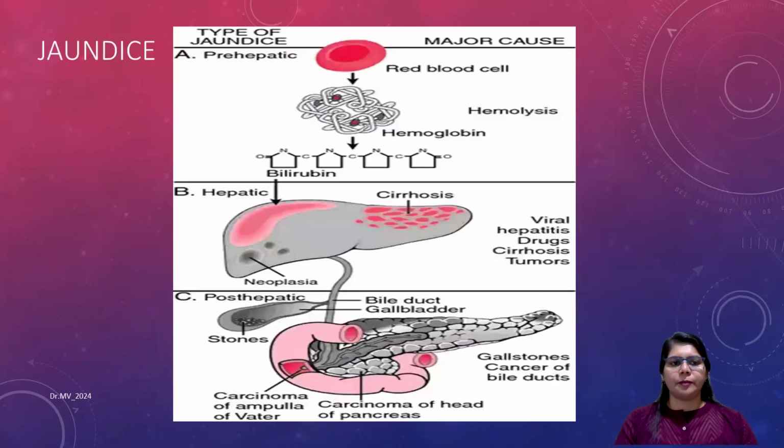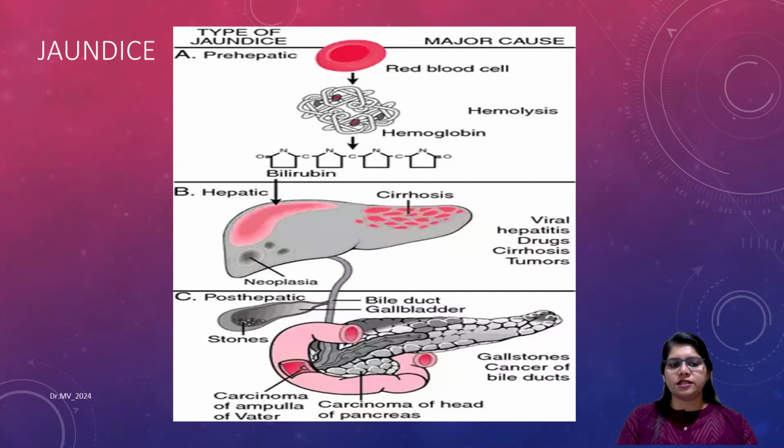Now let's talk about the pathology. What are the different types of jaundice? There are 3 types: prehepatic, hepatic, and post-hepatic. Usually prehepatic is because of the circulation, mostly because of hemolysis. This is medically managed. Next comes hepatic. It is caused by viral hepatitis, drugs, cirrhosis, and tumors. It is both conjugated and unconjugated. That also can be mostly managed by medical management.